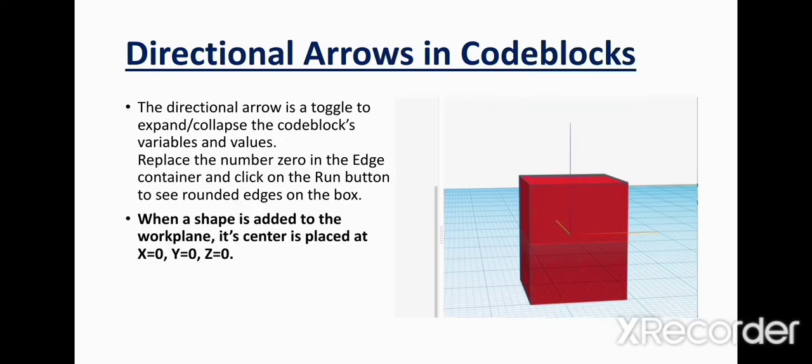The role of direction arrows in the code block is very important to learn because it is a toggle to collapse the code block's variables and values. You can also replace the number 0 in the edge container and click on the run button to see rounded edges on the box. Whenever you select any object on the workspace, it is set at the 0 coordinates, half above the grid and half below the grid. It is a very important and interesting thing to note that makes the code block feature somewhat different from the 3D designs and the circuits.